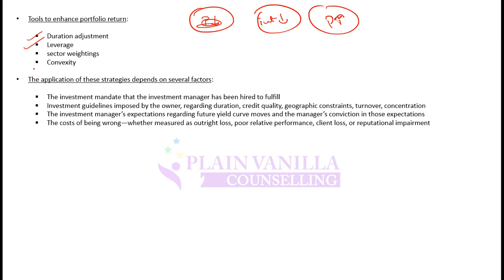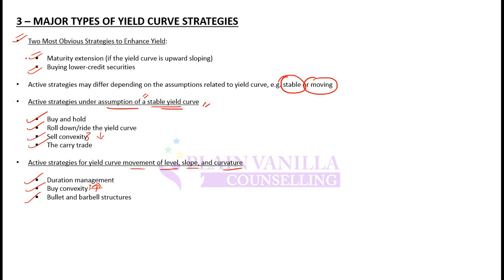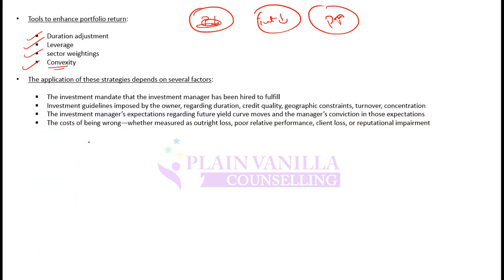Leverage, that is taking leverage. If you think that your return will be higher than the cost of borrowing, you may take leverage. Sector weightings, that is, for example, if you think that one of the sectors would outperform the other, you may increase weight or overweight that sector. And convexity, that is, if you expect there will be changes in shape and level of the yield curve, you may buy convexity or add convexity. And if you think that the yield curve will be stable, then you may sell convexity. So these are the tools that you can use to enhance portfolio return.